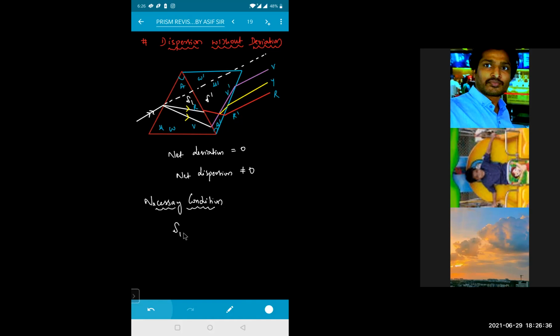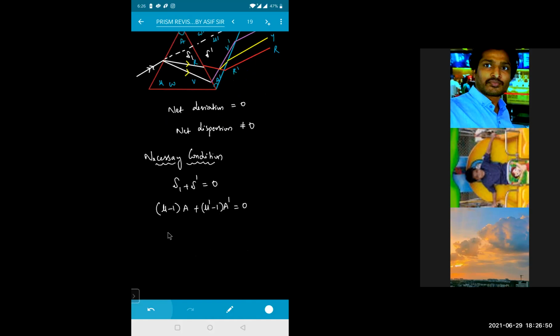So dou 1 plus dou dash must be equal to 0. This is my necessary condition. Mu minus 1 into angle of prism A, plus mu dash minus 1 into A dash, must be equal to 0. If I take this one on the other side, mu minus 1 into A will be equal to minus of mu dash minus 1 into A dash. So from this I can get the value of A dash.